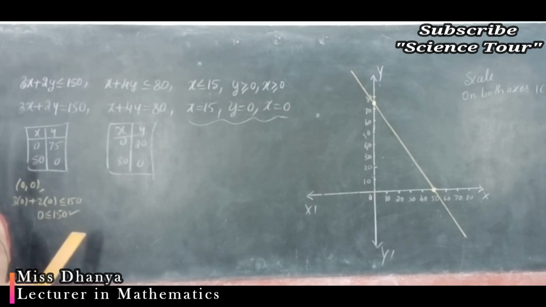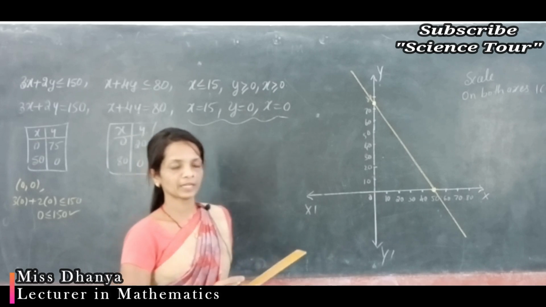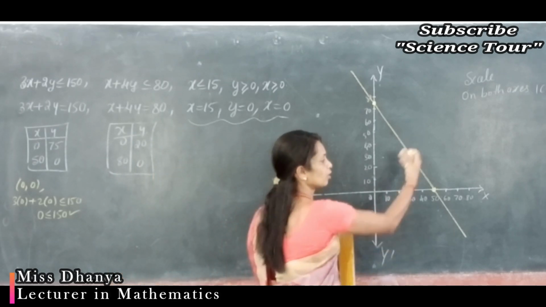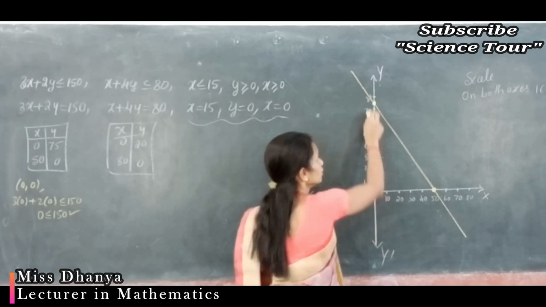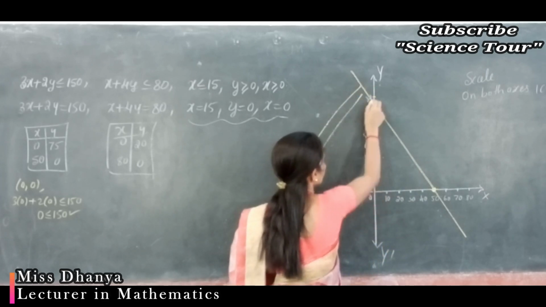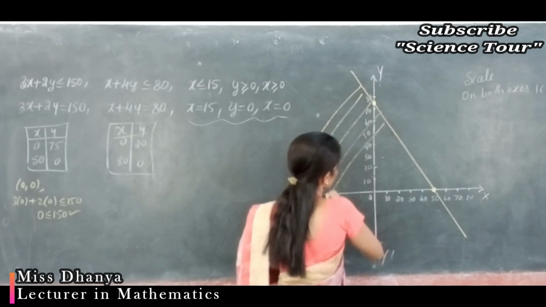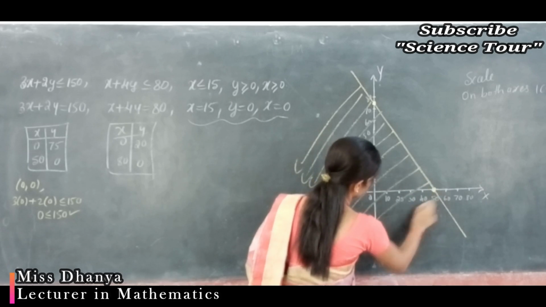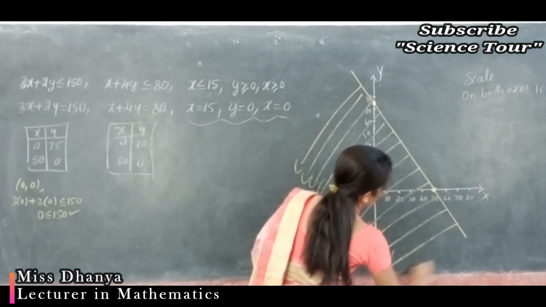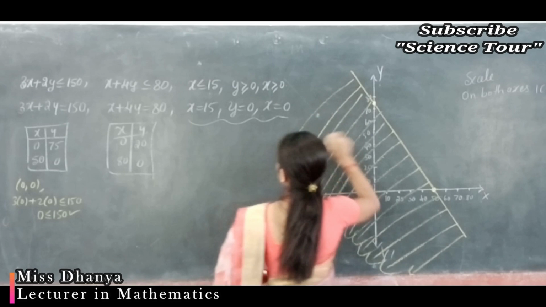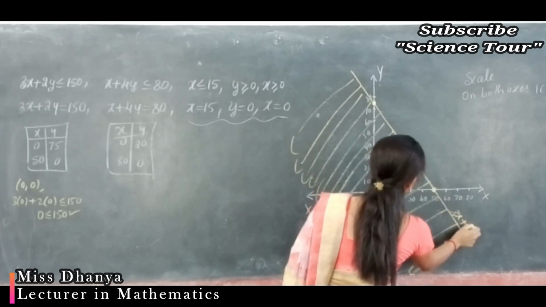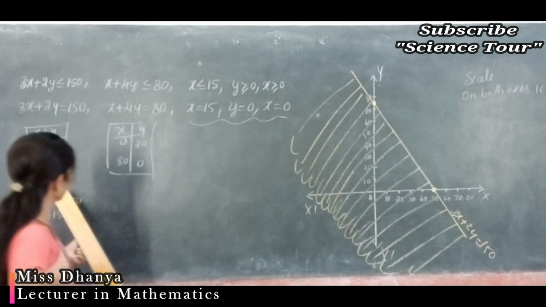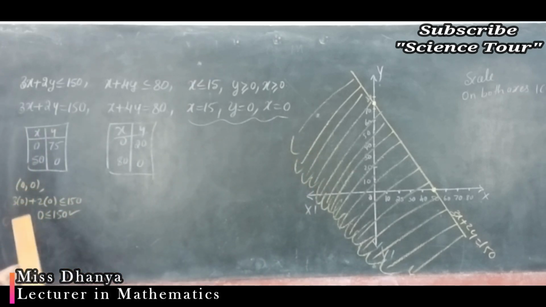If you get a correct inequality, then you have to shade the half plane containing the checking point. Which half plane? You can see the checking point is in the lower half plane, so you have to give shading for the lower half plane. Below the line 3x plus 2y equals 150 you shade, because we got a correct inequality for the checking point (0, 0).